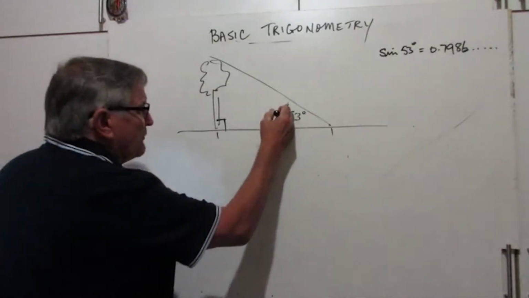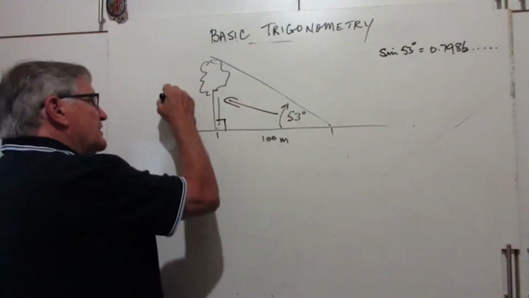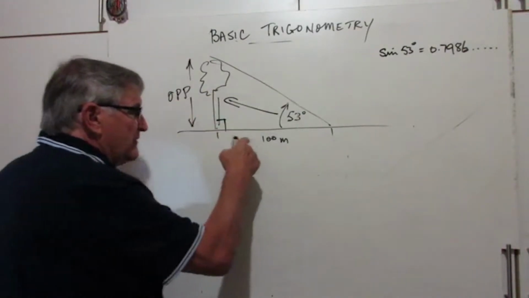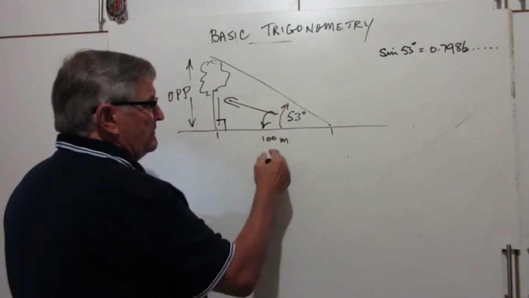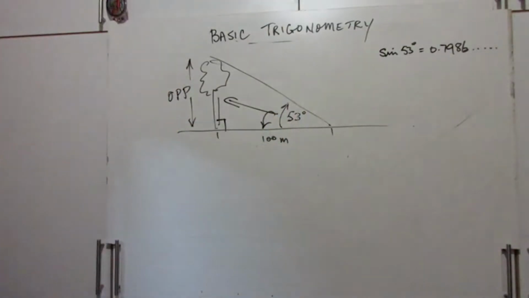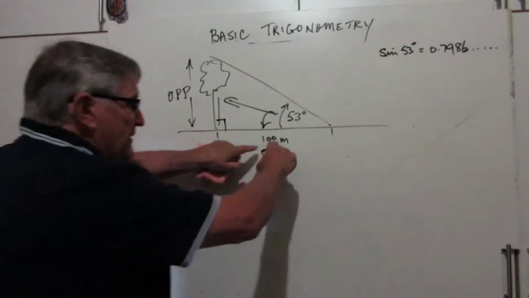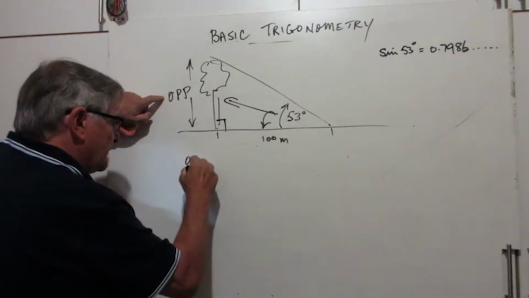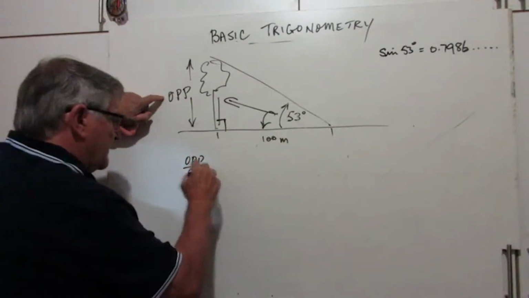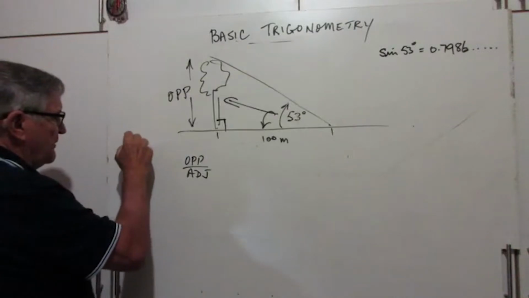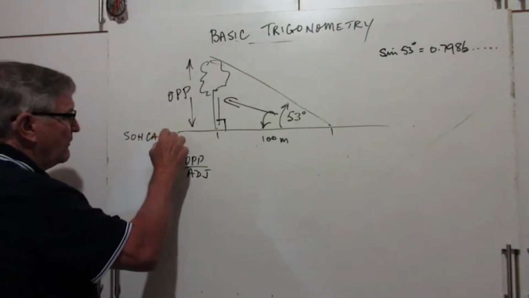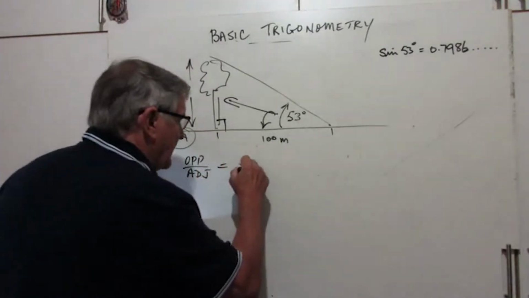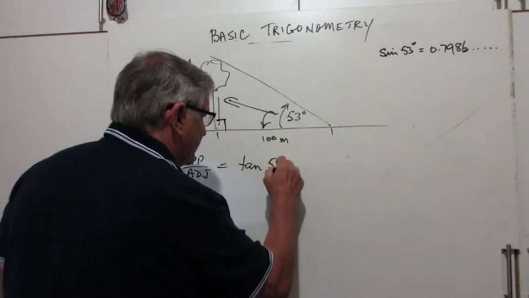Now, directly opposite our 53 degrees is the opposite side, which is the height of the tree. And this side is the adjacent side, and that's our 100-metre length. So in this triangle, we know the adjacent side, we want to find the opposite side, so we're going to use opposite over adjacent, and because it's part of SOHCAHTOA, S-O-H-C-A-H-T-O-A, here we go. Opposite over adjacent is tan. So it's the tan of angle 53 degrees.